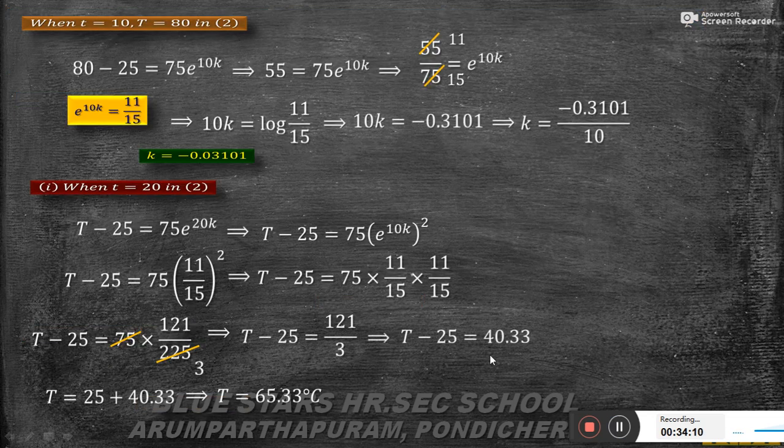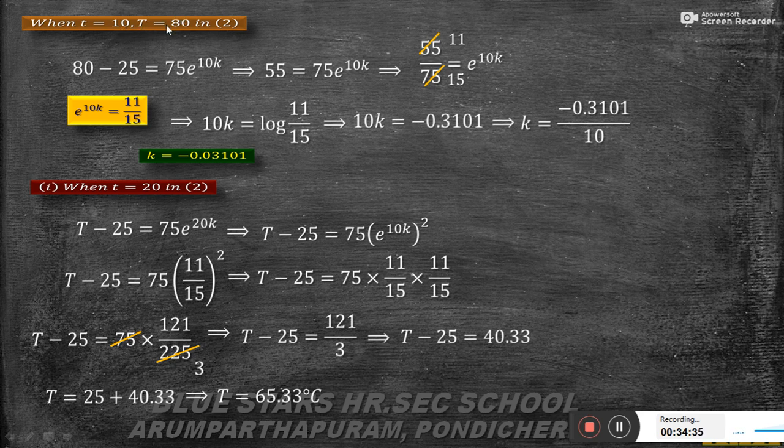So now I have taken t equal to 10 and capital T equal to 80 in equation number 2. That means you read the question, in the first line of the 7th problem: the water at temperature is 100 degrees Celsius. After cooling for 10 minutes, the temperature decreases. The temperature is 80 degrees Celsius.